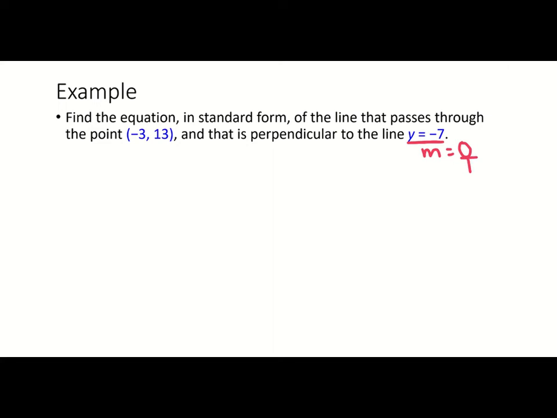So remember, if you have a horizontal line, so here's our horizontal line, the opposite of perpendicular would be a vertical line. And for a vertical line, what's the equation of any vertical line? It's always going to be x equals, and the slope is always undefined.